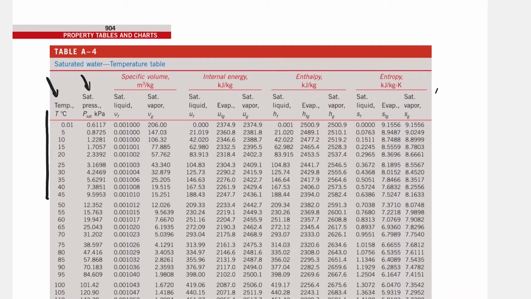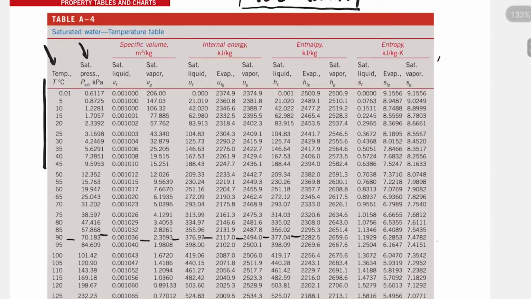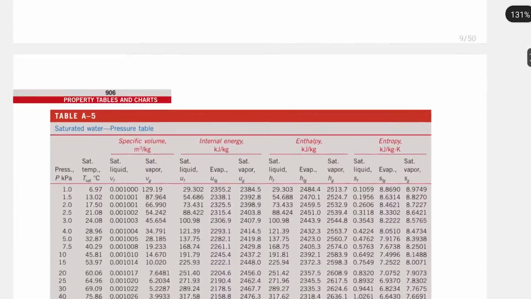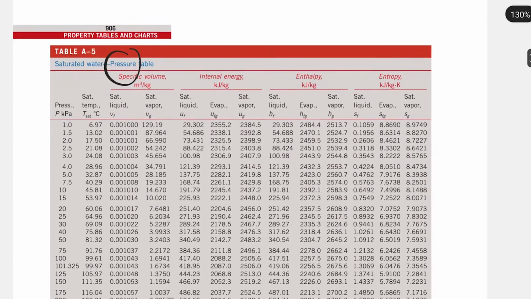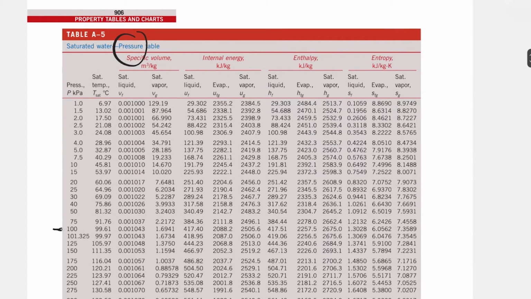Let's say you're given, for instance, something at 90 degrees Celsius and 100 kilopascals, okay? If you have those two properties, then you could either grab the properties here at 90, which are going to be these ones here, or you could go down into the pressure table, which is this one here, and grab properties at 100, right? And your properties are not going to be the same, mind you, okay? So there are differences between the two.